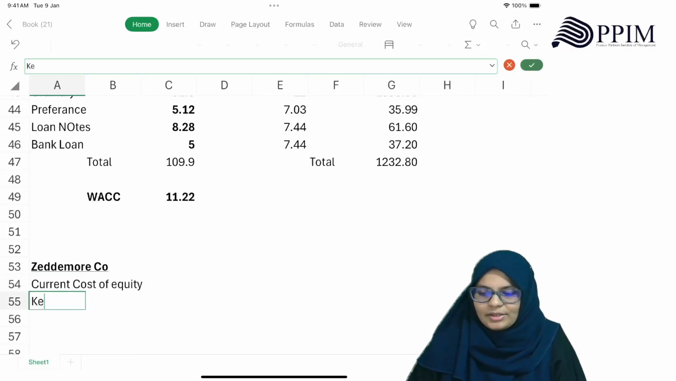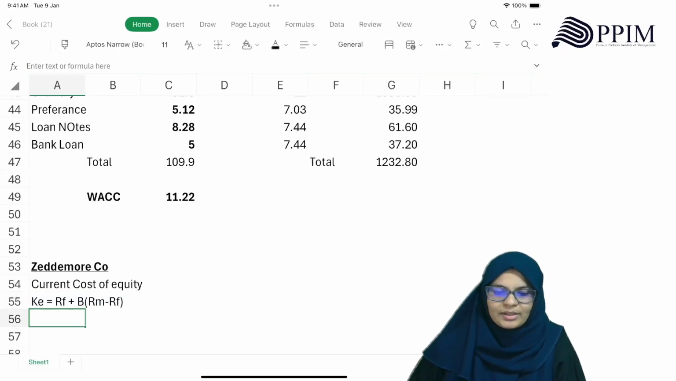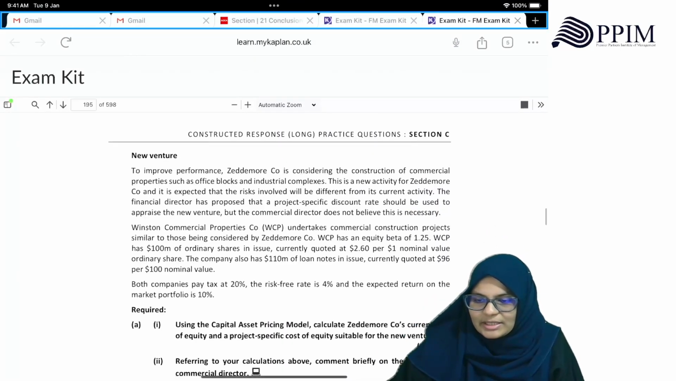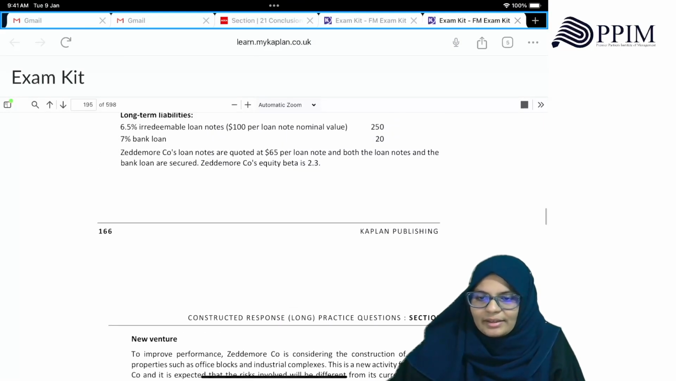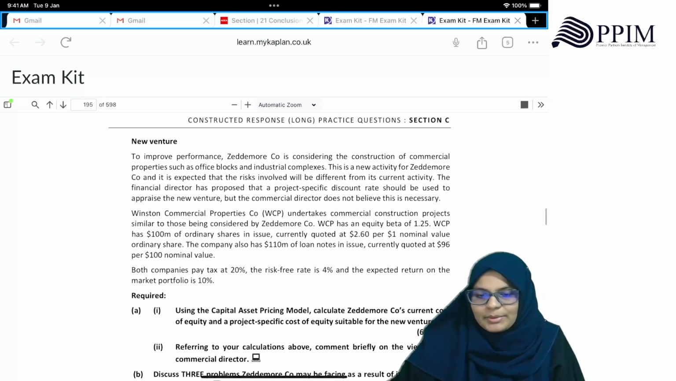So Ke should equal risk-free rate plus beta times return on the market minus risk-free rate. If I look at the question, the risk-free rate, they're telling me, is 4%. Beta, they told me, is 2.3, and market return is 10%.